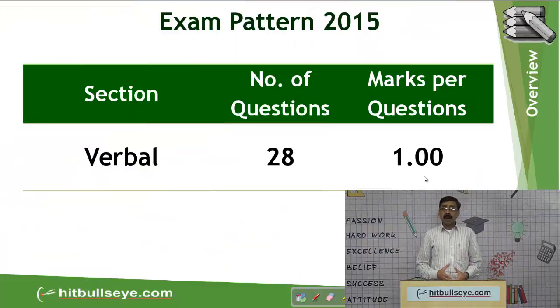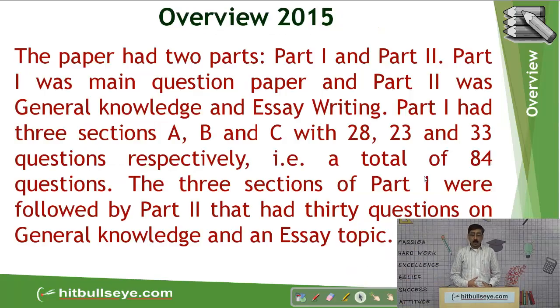Now coming on to the exam pattern of 2015. This year the verbal section had 28 questions, with marks per question 1 and negative marking of -1/4. Again the paper had two parts, part 1 and part 2. In part 1 there were 3 sections, A, B and C, having 28, 23 and 33 questions respectively, totaling 84 questions. The second part, based on GK, had 30 questions and 1 essay topic.